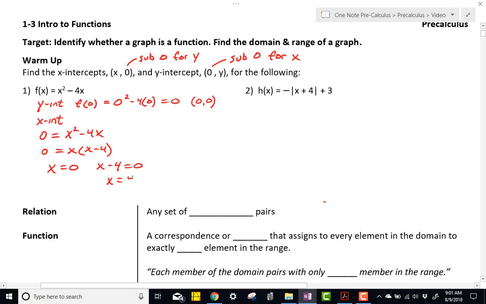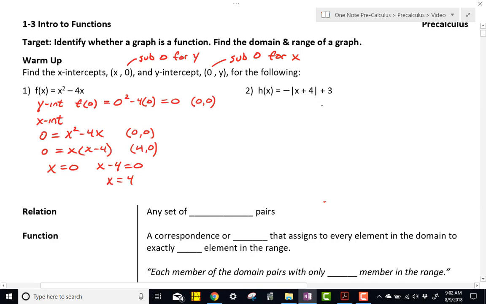I'm going to end up with two answers. One of them is 0, 0, which should make sense because my y-intercept was at 0, 0, so I should think of that also as an x-intercept. My second answer is 4 comma 0, so this thing has two x-intercepts. And hopefully that makes sense because parabolas can have two x-intercepts.